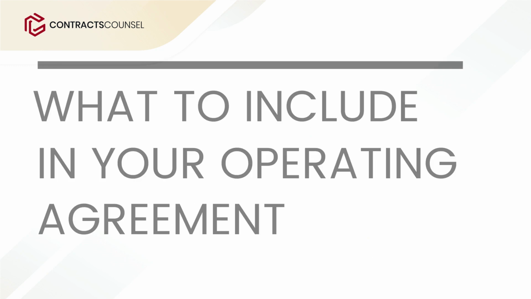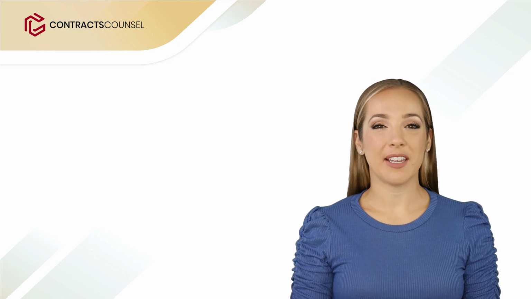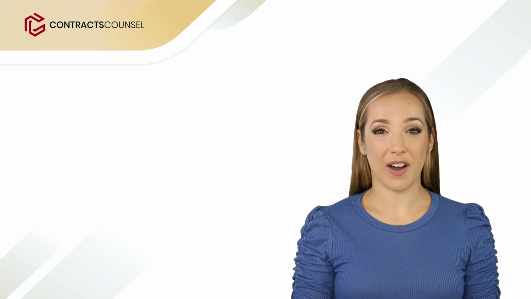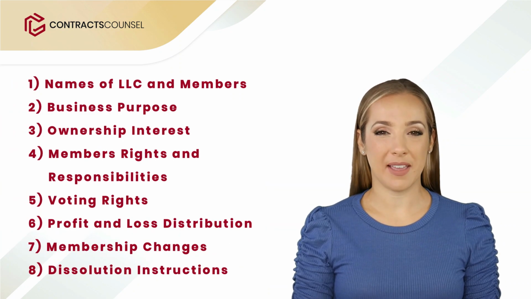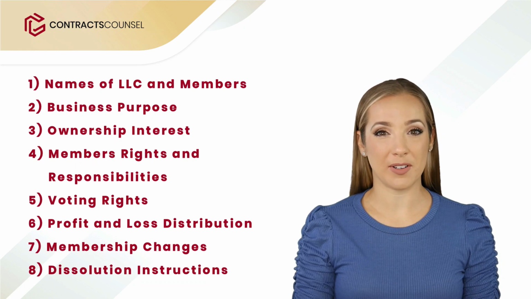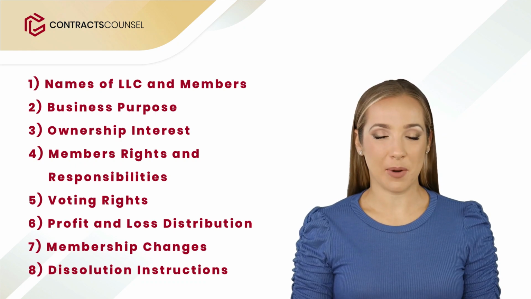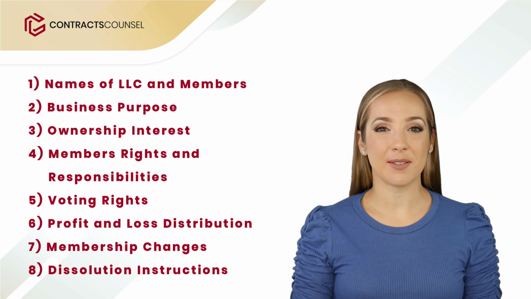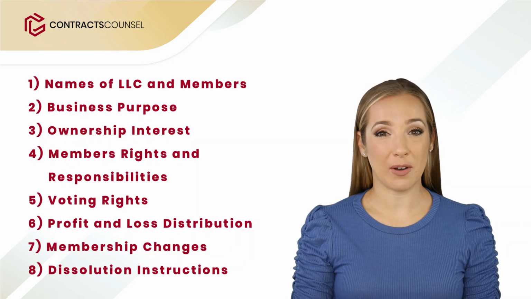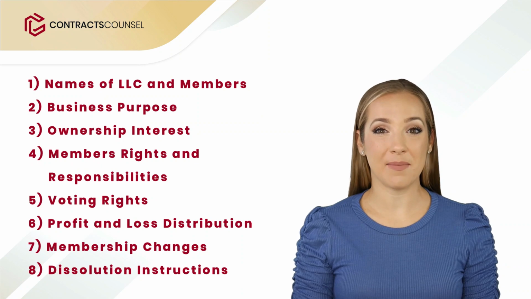What to include in your operating agreement. There are common terms used in operating agreements. Here are some you will find. 1. Names of LLC and members. The agreement includes the name of the LLC and information about the members. 2. Business purpose. This describes the business's purpose and activities. 3. Ownership interest. This describes each member's ownership percentage in the LLC, often based on capital contributions.